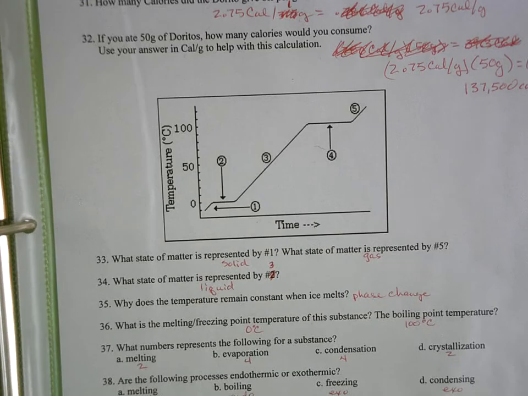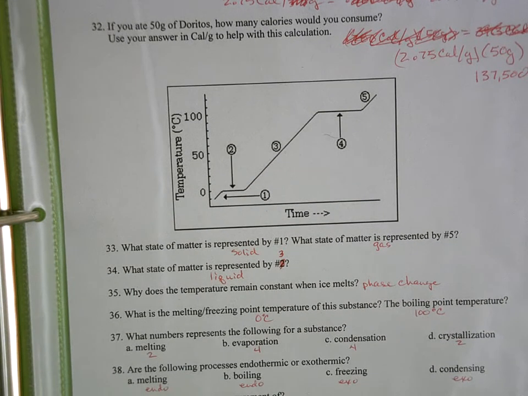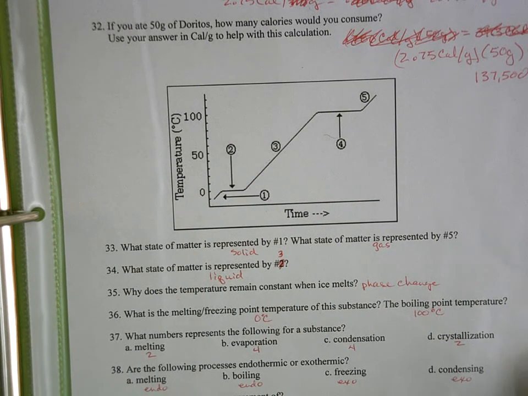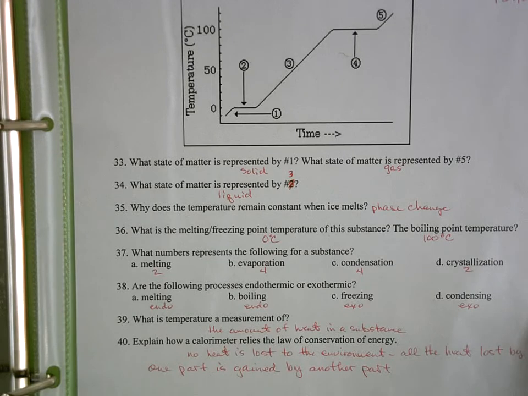And then there's that same picture that was on the quiz. So again, if you'd done your review, that would have helped. Solid at 1, gas at 5, liquids 3. Technically speaking, 2, the ends of 2 have both solid and liquid, so you can't have one state at 2. 2 is the phase change, where it melts or where it freezes, depending on which direction you want to go.